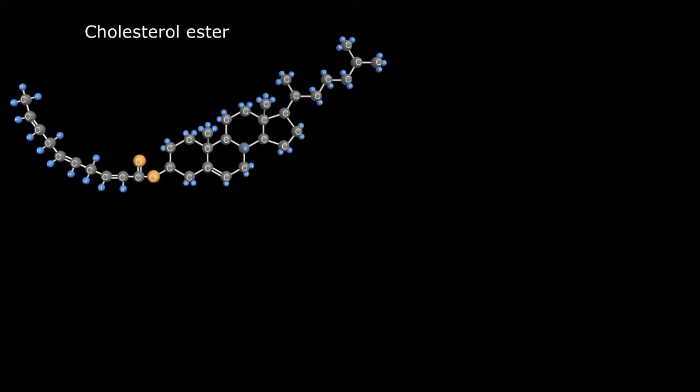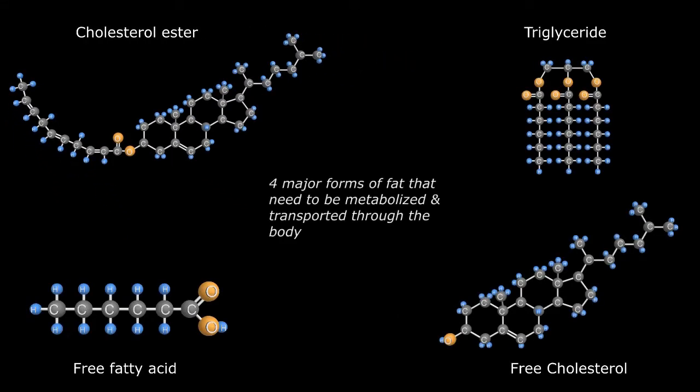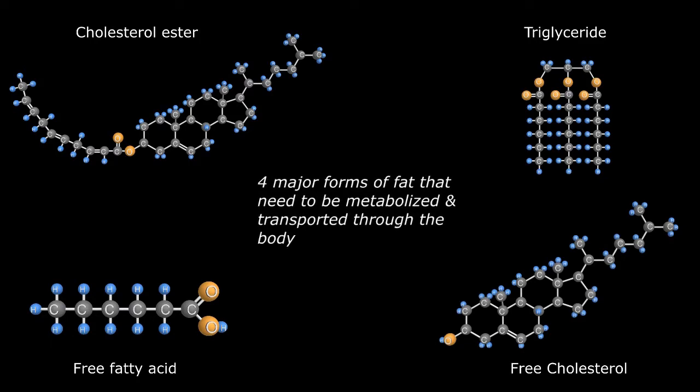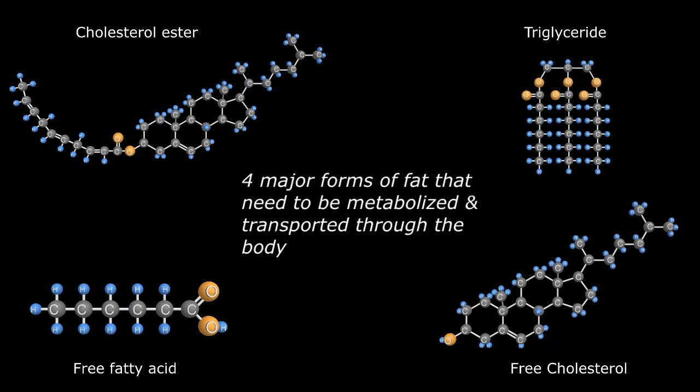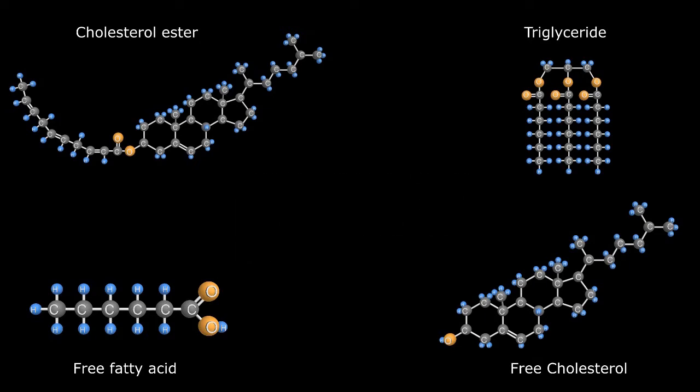So the cholesterol esters, triglycerides, free fatty acids, and free cholesterol are the four major forms of fats that we need to metabolize and transport through the body. When we talk about the transport vehicles themselves, we'll describe an essential fifth lipid molecule called a phospholipid. But first, I want to go into some details about the chemistry of solubility.